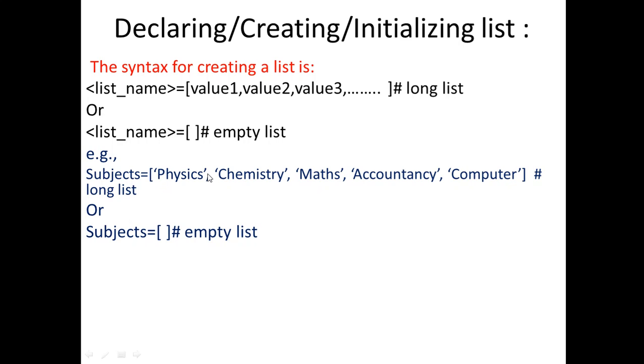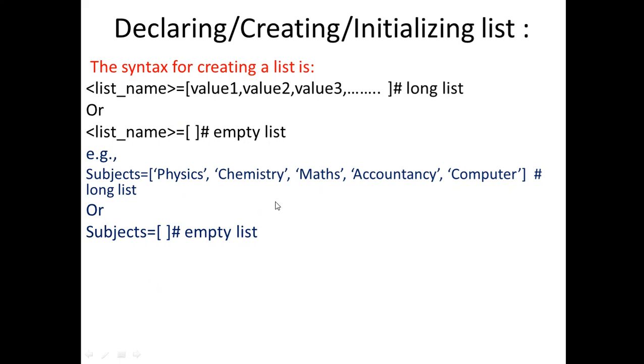A list is a sequence of values, one after another, stored inside the memory. The first example shows the syntax for the first one, and the second example shows the empty list, which is the same: subject is equal to square brackets opening and closing, no value provided. It is an example of an empty list. So in this way you will create the list.